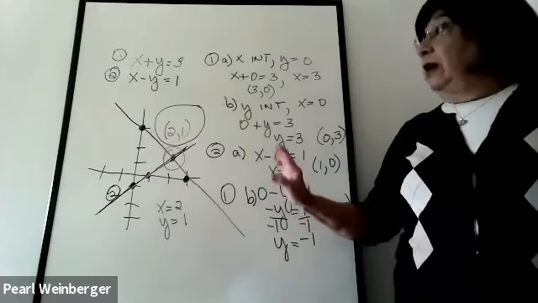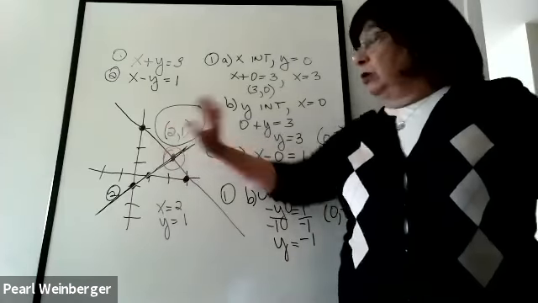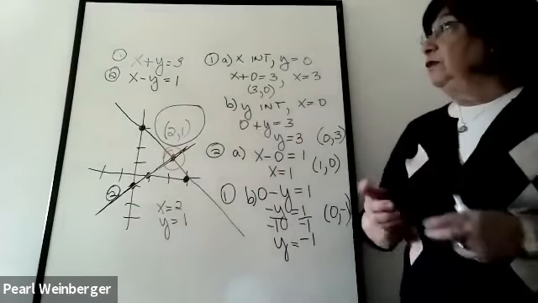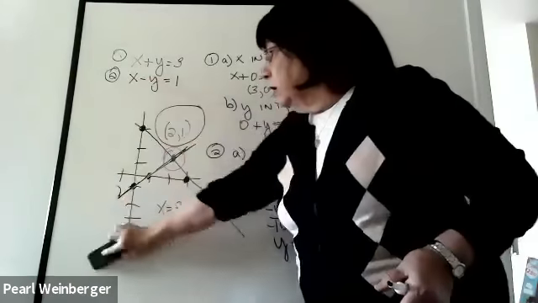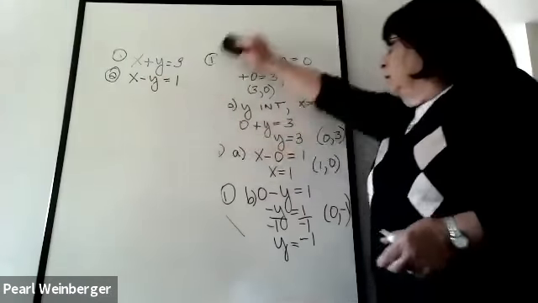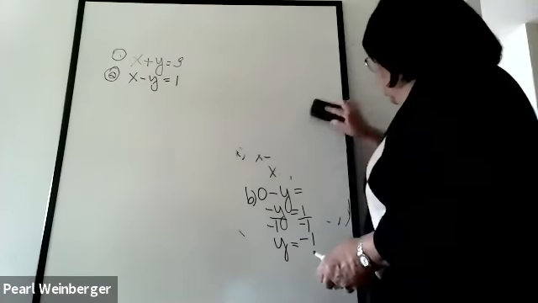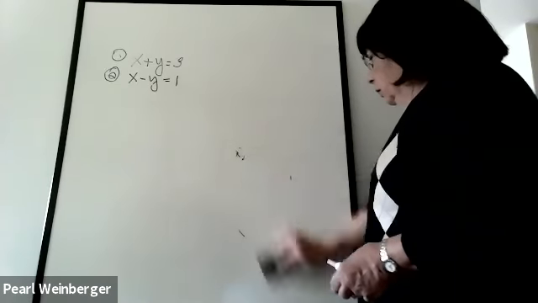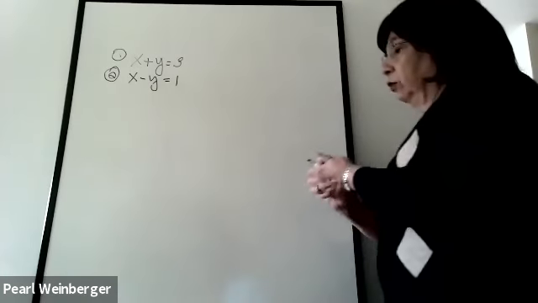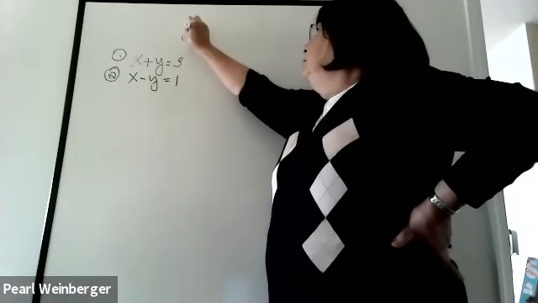In order to do that, just remember your answer. Your answer is 2, 1. I'm going to start all over and do this with a different method. Okay, we did this using the graphic method. We're now going to use a method that's called elimination.